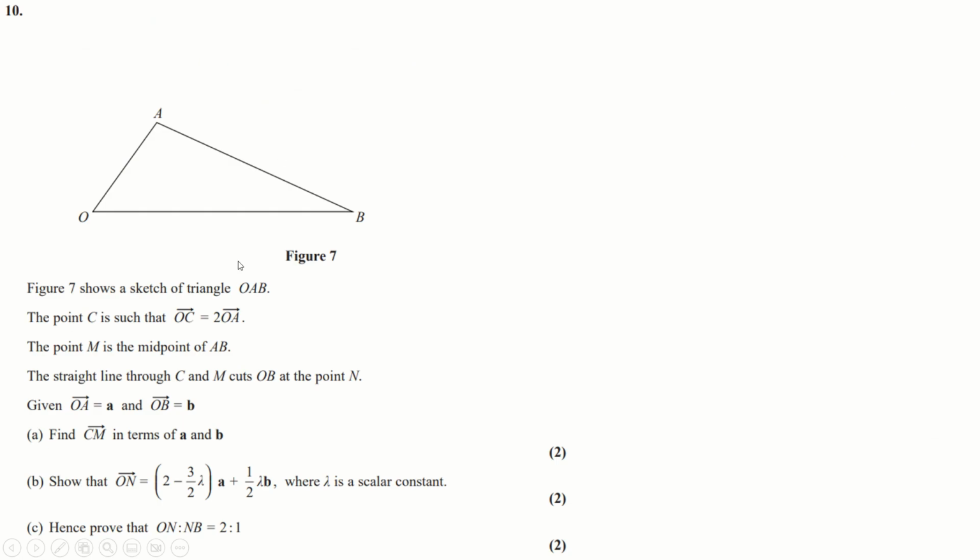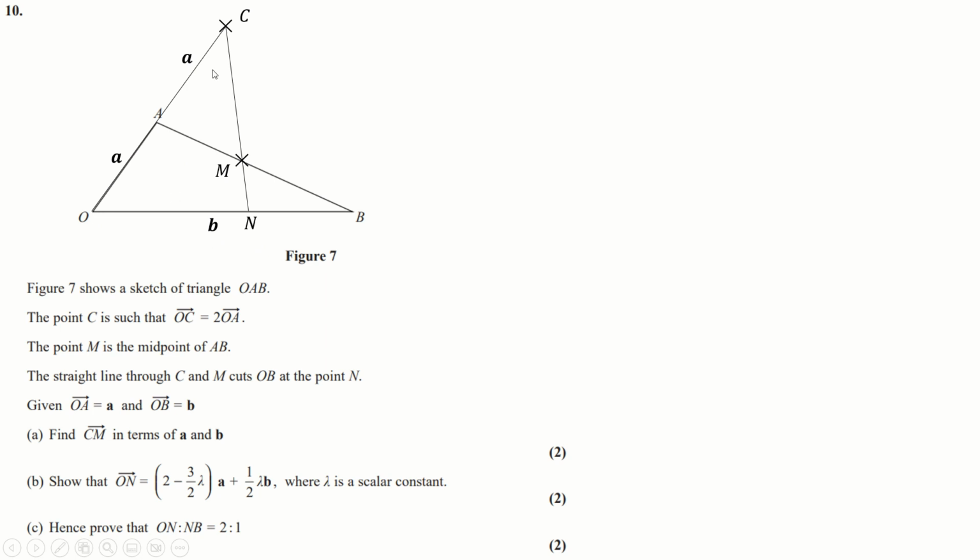Question 10 then is about this triangle, some vectors here. So let's apply everything on this. The point C is such that OC is double OA. OA is here, so double that is up here somewhere. So C is up there. Now M is the midpoint of AB, so that's in the middle of AB, somewhere there. Straight line through C and M goes down to the point N, which is down here. OA we're defining as A, and then that also means this is A, of course, and then OB is B.